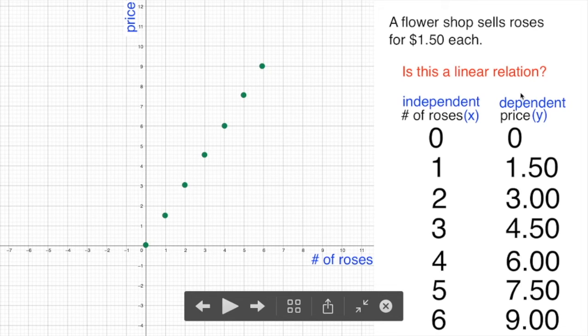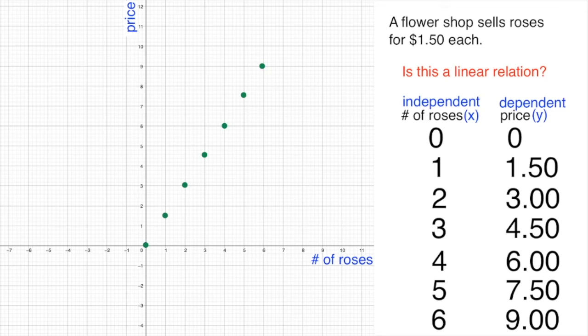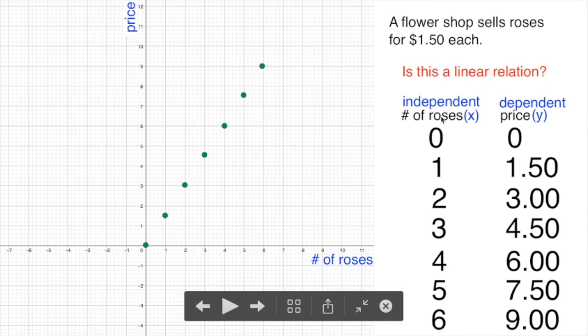So let's check to see if that's the case here. Let's first of all look at what happens when we increase the x by 1. So every time here we go from 0 to 1, that's adding 1. We go from 1 to 2, and so on. When we added one rose, our price went up from 0 to $1.50. Okay, so that's the first change.